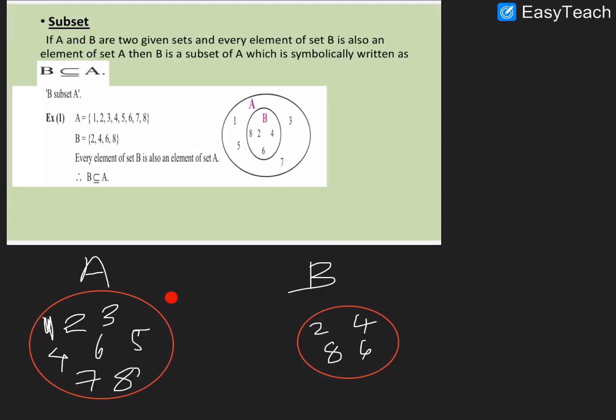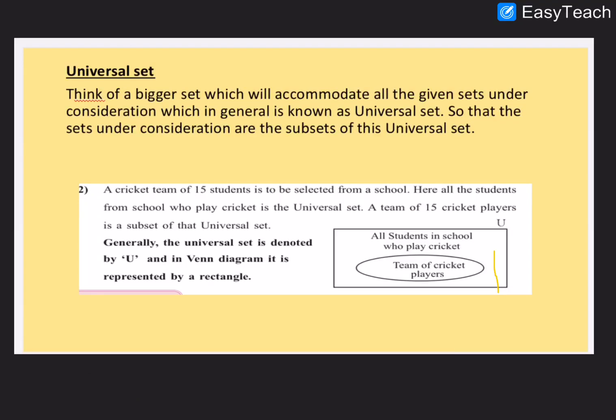We have seen the subsets, that is if B is a subset of A, then its Venn diagram will be like this, that is B is contained inside A. Now we are going to discuss today's topic, that is universal set.